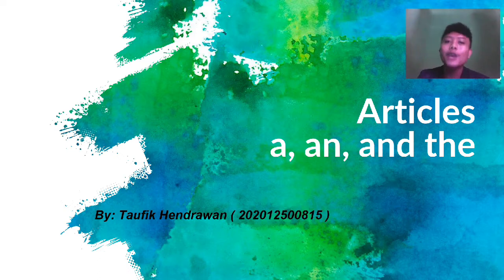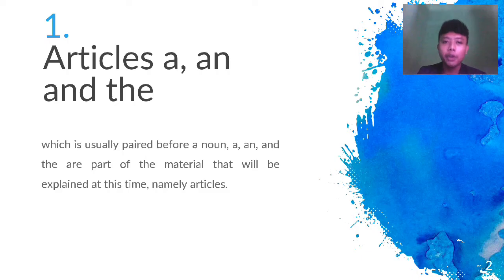At this time, we will discuss articles a, an, and the. But before moving on to the material, of course, we are familiar with words like a, an and the, which are usually placed before a noun. A, an and the are part of the material that will be explained at this time, namely articles. So, please listen and understand well about the material that I will explain today.